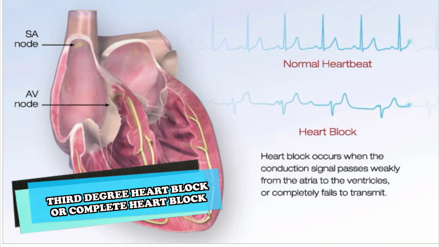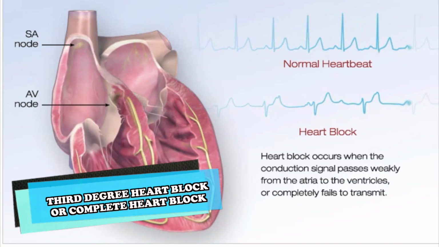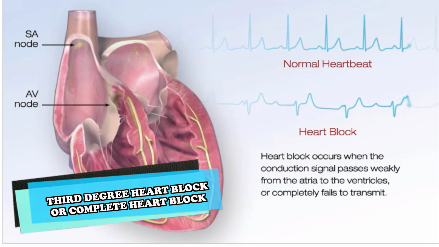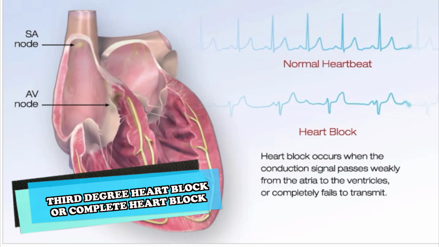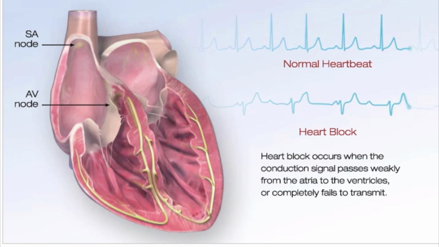Since the atria and the ventricles are not communicating, one of the two remaining backup intrinsic pacemakers will take over. Either the junction will pace the ventricles, rate 40 to 60 beats per minute, or the backup ventricular pacer will discharge, rate 20 to 40 beats per minute.